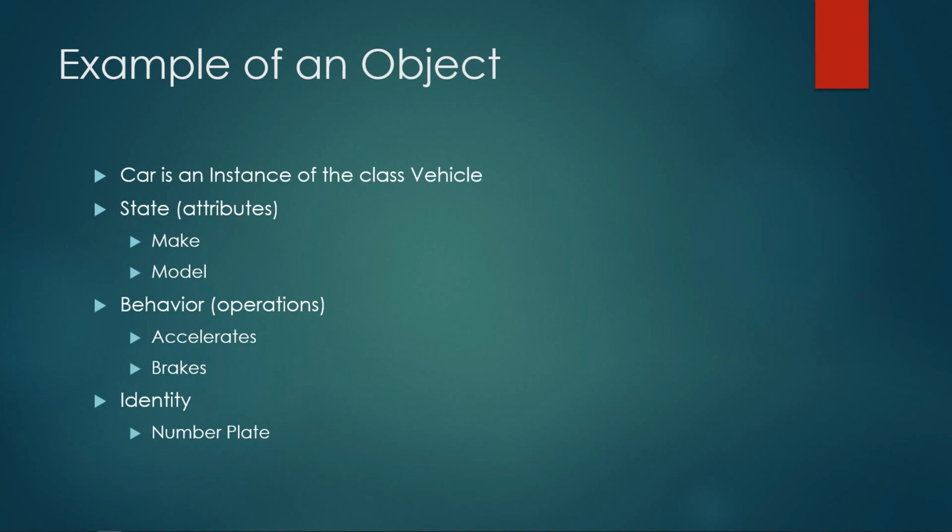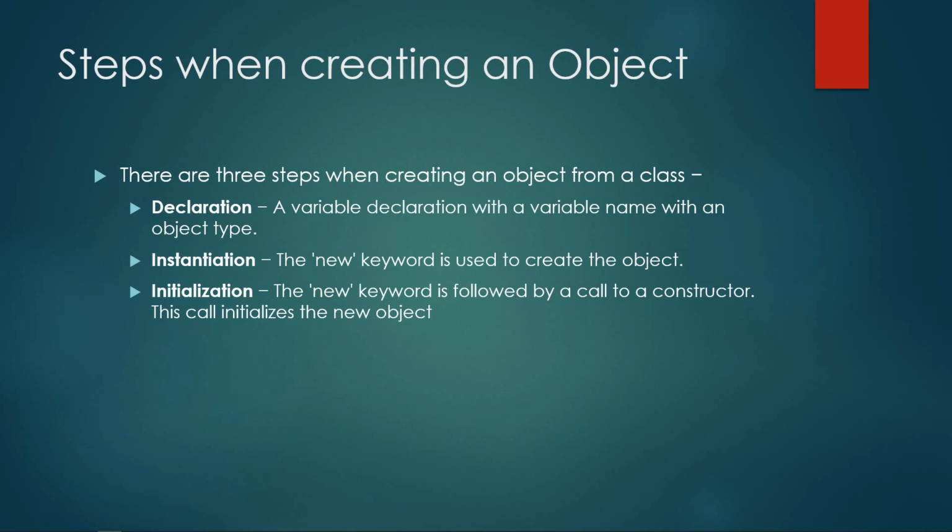Let's move on to the next slide. Steps taken when creating an object. So there are 3 steps when creating an object from a class: declaration, instantiation, and initialization. Declaration is basically a variable declaration with a variable name with an object type. So I will elaborate that after I complete instantiation and initialization.